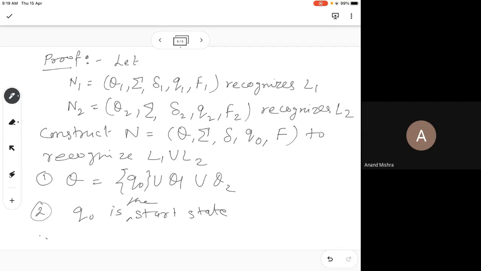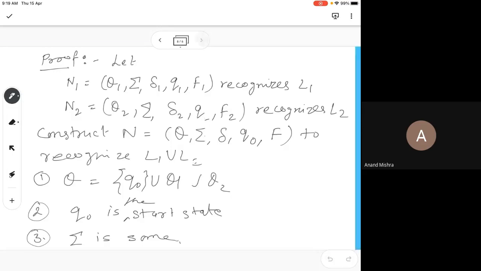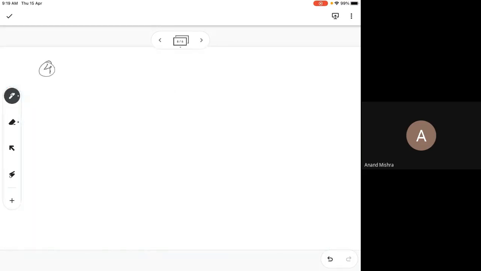The start state is called the F, right? Sigma is same. Now, what about F? We have just seen that it is the union of the final states of N1 and N2, so F1, F2. Last thing, which is the more interesting, is how do you define delta?